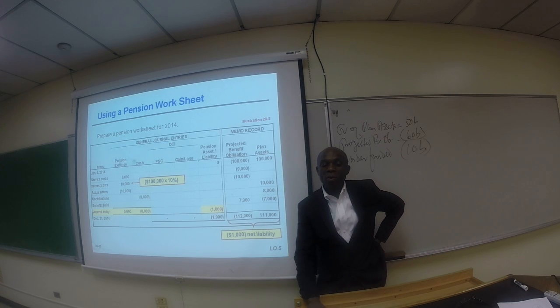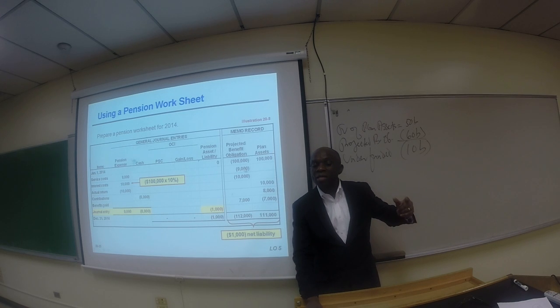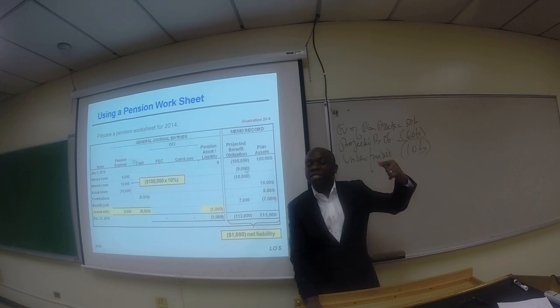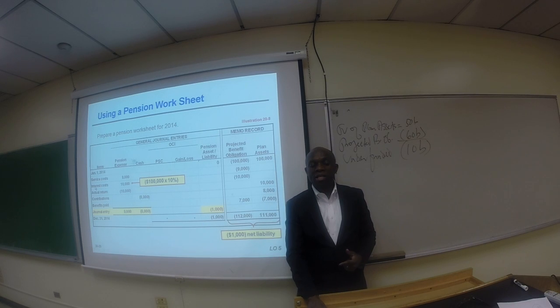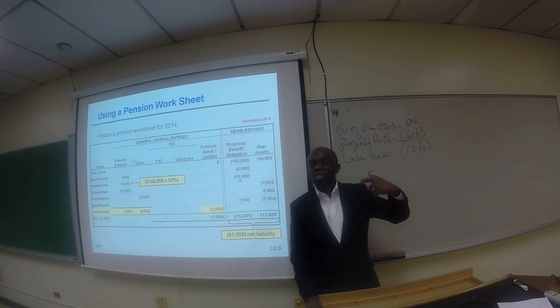For that current year, we have $9,000 in service cost. All right. So that $9,000 increases the projected benefit obligation. Now let's take a look at the next line, interest cost. So we are going to calculate 10% of the $100,000. That will give us $10,000. So this interest cost again increases the projected benefit obligation.